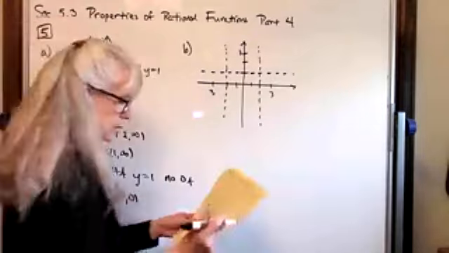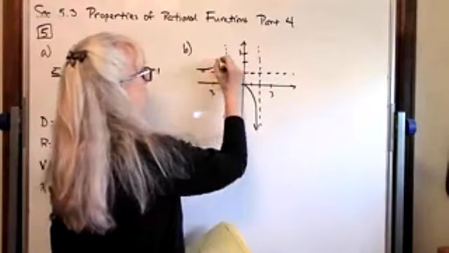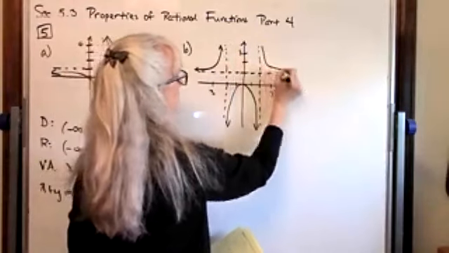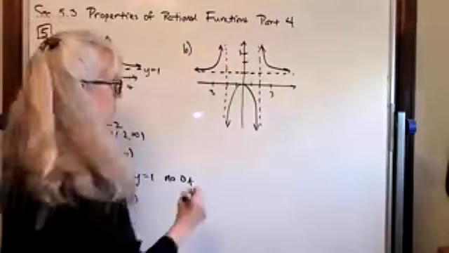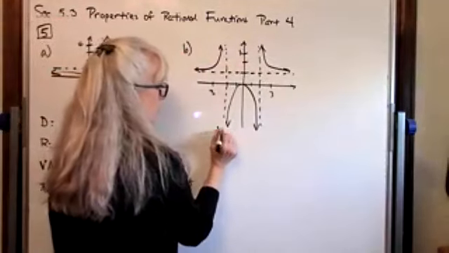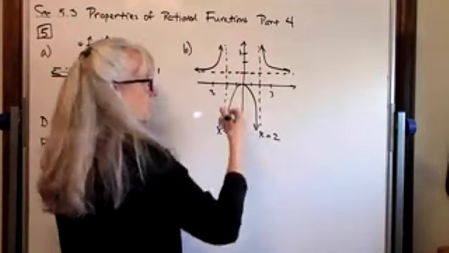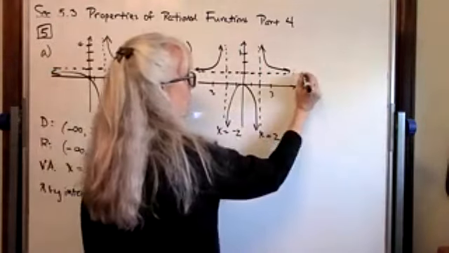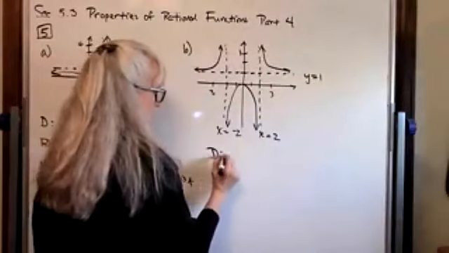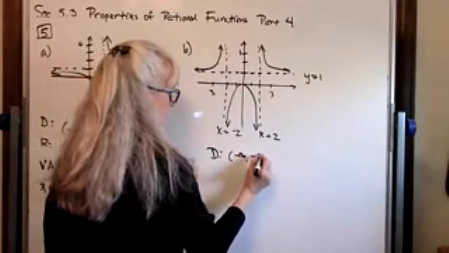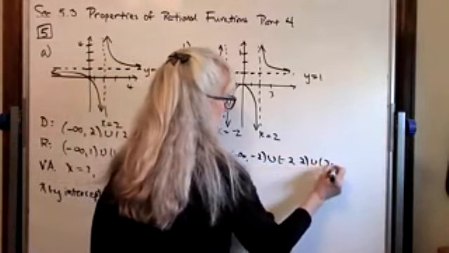Okay, the next one, the graph is doing something like this. We have not seen anything like this yet, so this is kind of new for us. But we can still pull the information we need from the picture. So let's talk about the domain. This is over here at negative 2, and this is over here at positive 2. Those are the vertical asymptotes. We can see the horizontal asymptote sitting here at 1. So our domain is going to go from negative infinity to negative 2, then from negative 2 to 2, and then from 2 to infinity.